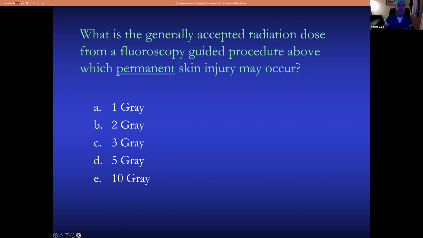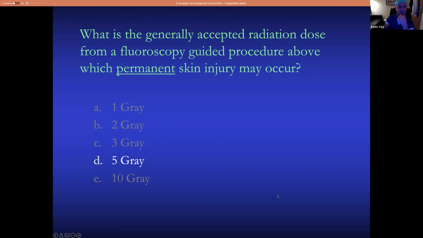Now, what is a generally accepted radiation dose for a fluoroscopy-guided procedure that can lead to permanent skin injuries? This is something you should probably know for boards, and patients can ask it too. So you want to know the answer. You should know the answer to this, just as a radiologist. The answer is 5 gray.